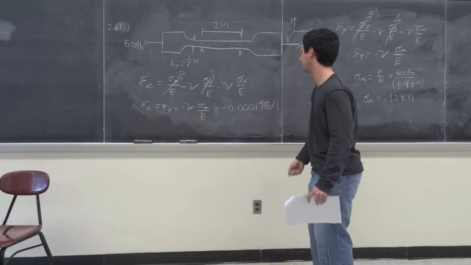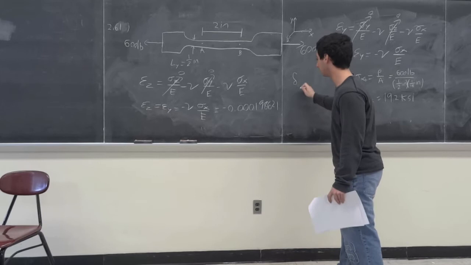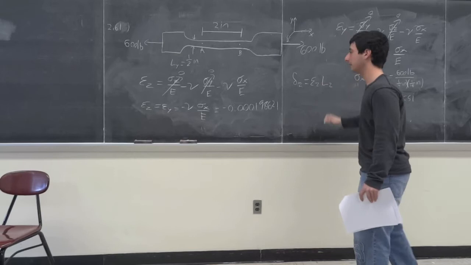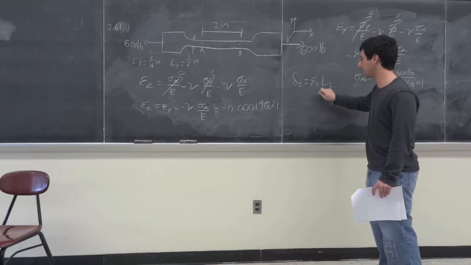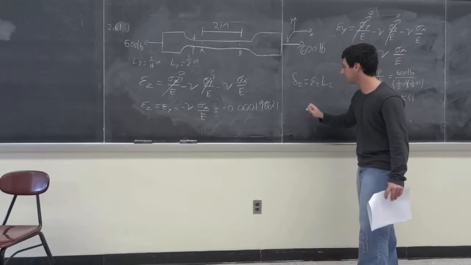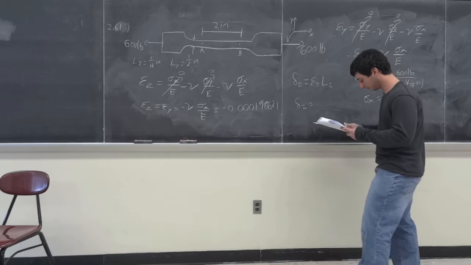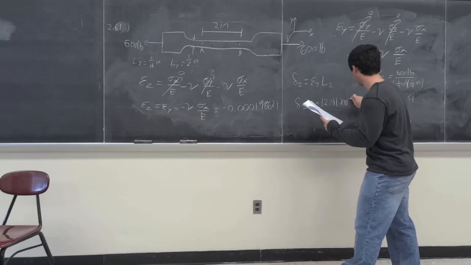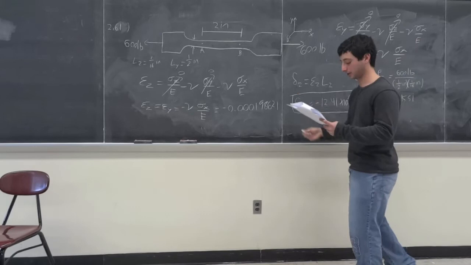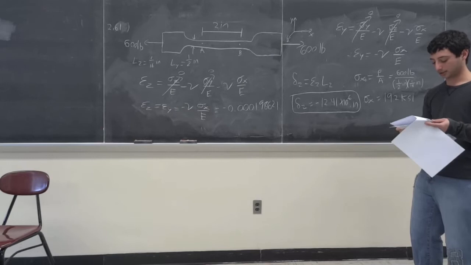Now we want the change in length and thickness. So delta z is equal to epsilon z times lz, and lz was that thickness length. Lz is equal to 1/16 of an inch. Okay, so we can substitute 1/16 in here and epsilon z. You get delta z is equal to minus 12.41 times 10 to the negative 6 inches. Okay. And then for the fourth part of the problem, they ask for the change in the area. So they want the change in the area.